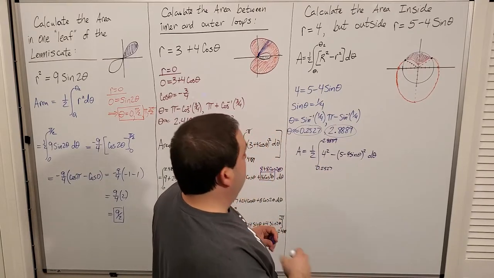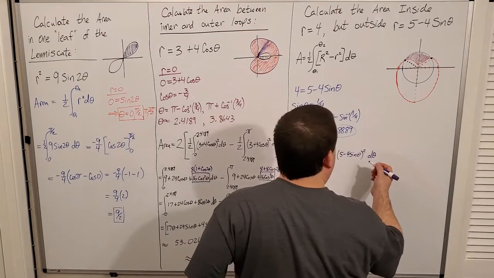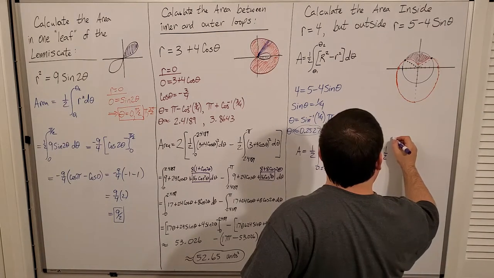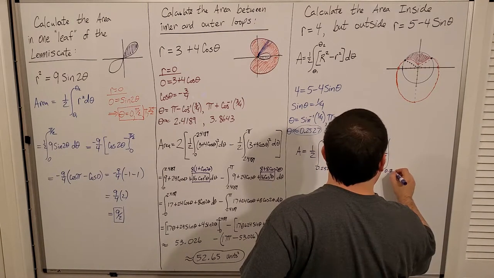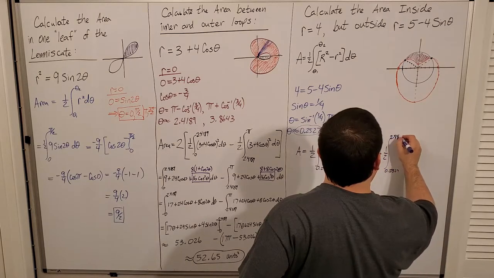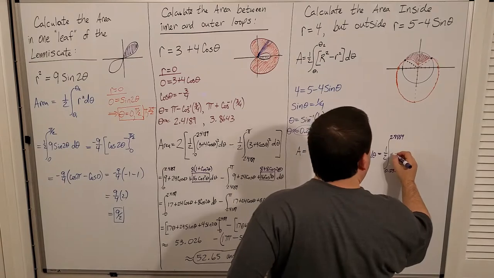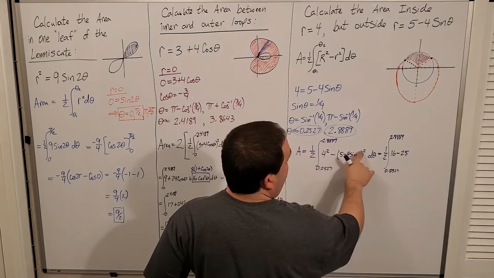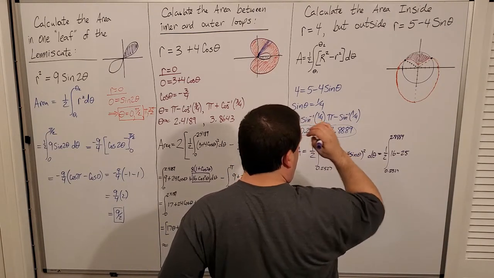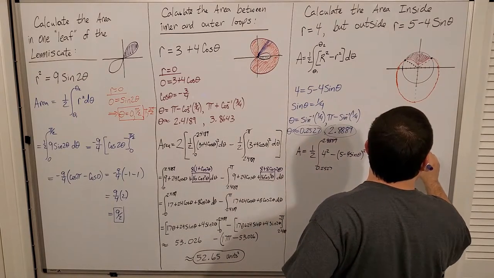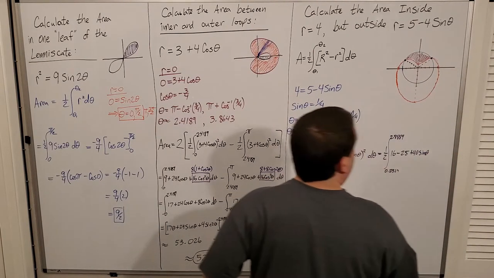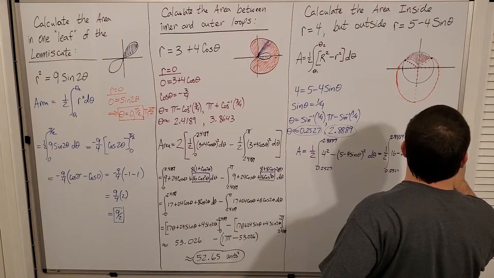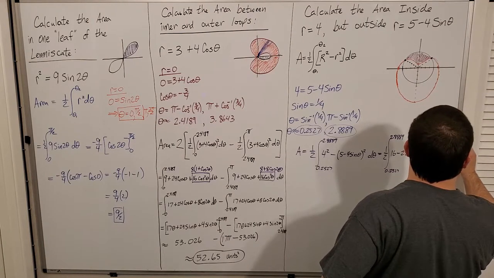Okay, so let's finish up this integral here. This is going to give me 1/2 integral from 0.2527 to 2.8889. I've got 16 minus 25. Be careful now, you've got to distribute the negative after you square this binomial. Okay, so I'm getting 40 sine theta, and then I've got 16 sine squared, so minus 16 sine squared, and don't forget that it's d theta.